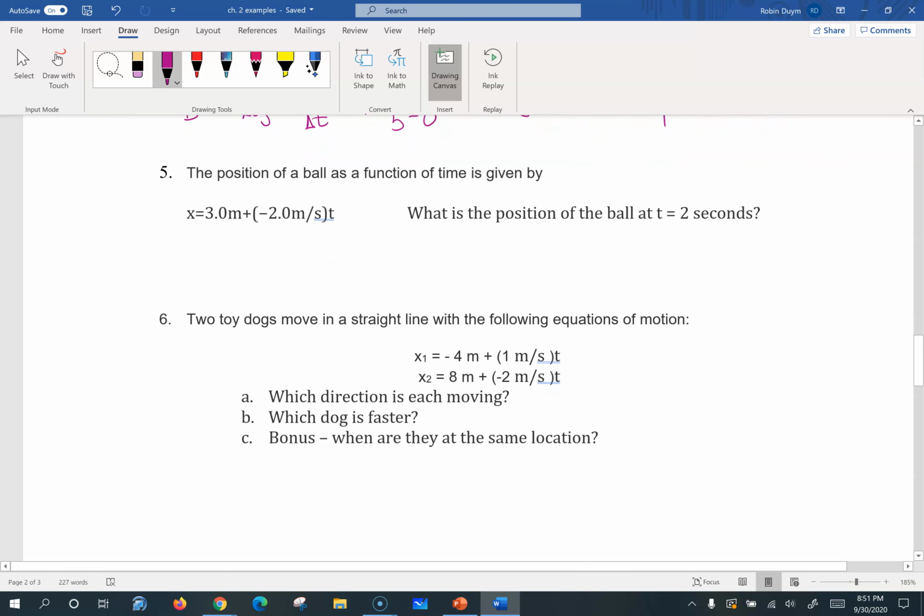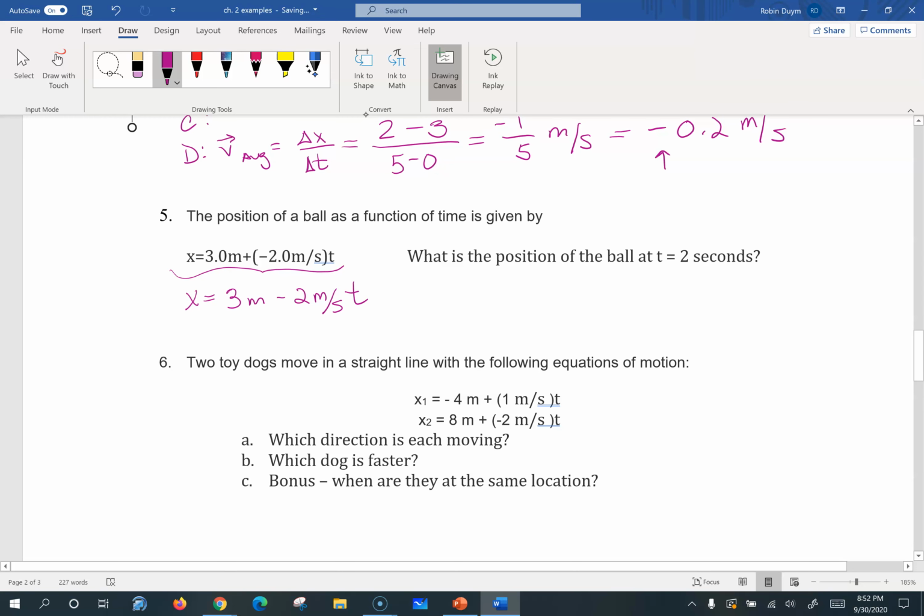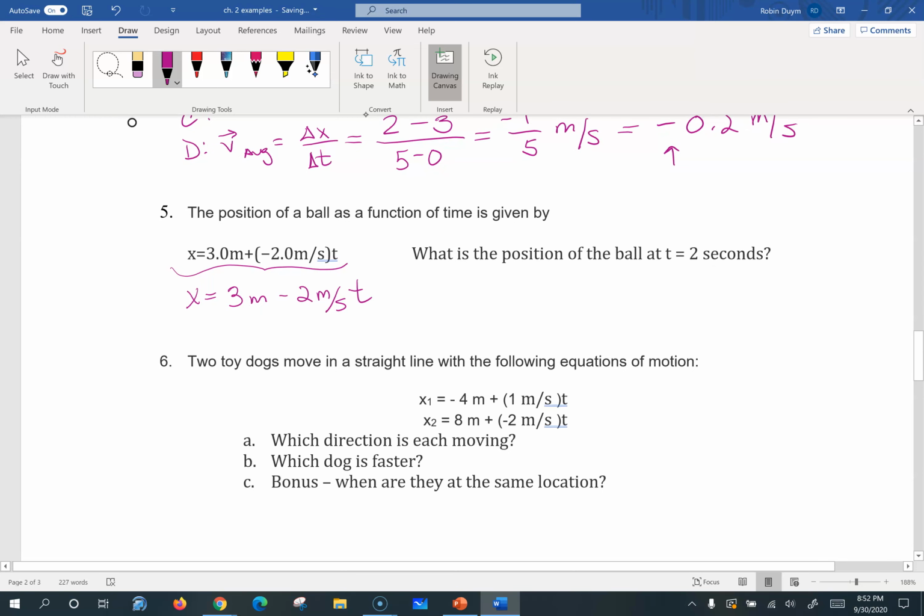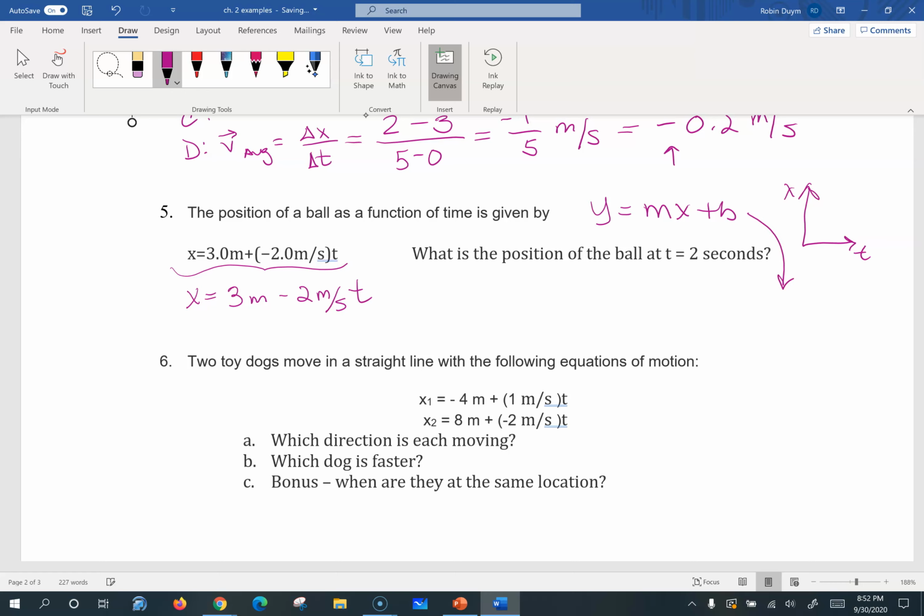The position of a ball as a function of time is given by this equation. Now again, you could write it that the final position is your initial position minus 2 meters per second t, which is fine. And remember, this came from our last video, and all we did was take what we know, y equals mx plus b, and we applied our physics to it using an xt graph. And remember how we went from here to physics.